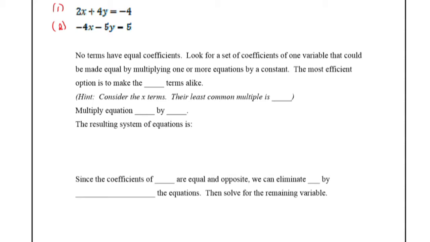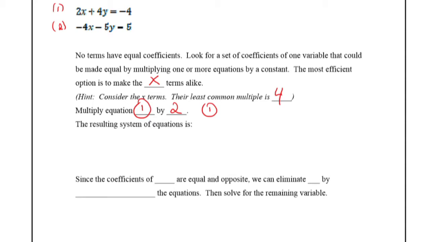No terms have equal coefficients. Look for the same one. So I'm going to decide on x here. Because my x coefficients are 2 and 4, I could probably make those both a 4. I'll show you what I mean by that in a second. So I'm going to make the x terms alike. Consider the x terms, their least common multiple is 4. If I can make both x coefficients in equations 1 and 2 equal to 4, I should be okay. So I'm going to multiply equation number 1 by 2.